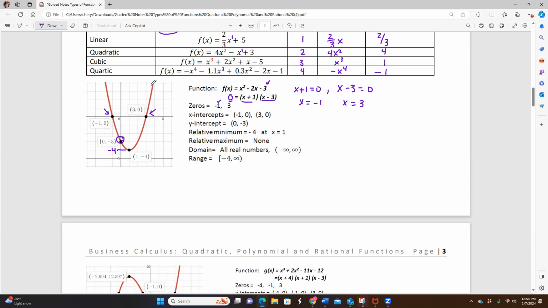There is no relative maximum because these parabolas keep going onwards to positive infinity. My domain is all real numbers because my parabola goes all the way to the left to negative infinity and all the way to the right to positive infinity as it continues. The range is the y values that this parabola takes on, and the parabola has a lowest y value at -4, but then continues to go to positive infinity. So my range is -4 to infinity.